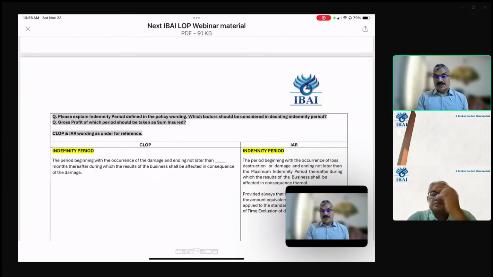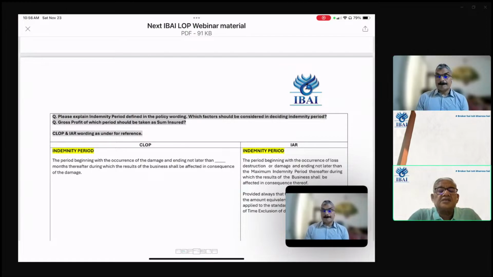In case of American wording, it is restoration period. There is no concept of indemnity period in American business interruption wording. They call it a time element wording. We follow the British system, which is gross profit and indemnity period. So these are two different concepts.